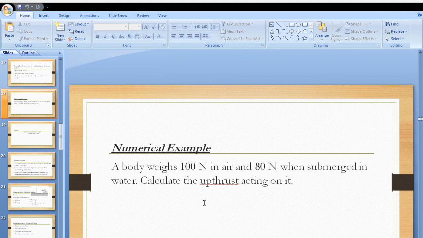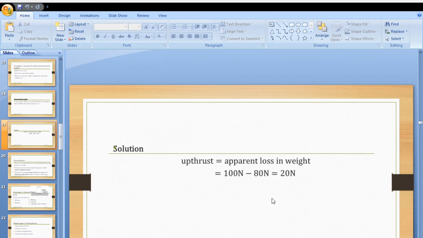Look at this example. A body weighs 100 newtons in air and 80 newtons when submerged in water. Calculate the upthrust acting on it. So this one, we just have to take the weight in air minus the weight in water. So we get 20 newtons, as you are seeing it here.